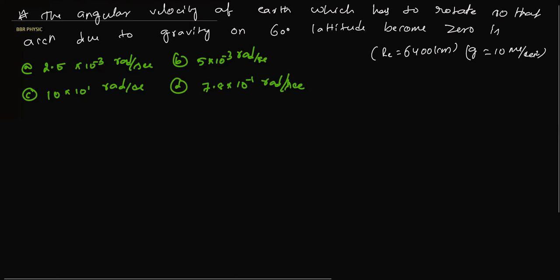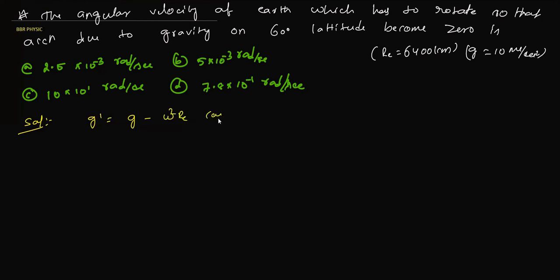Now first we need to check the latitude equation we have. The latitude equation is g dash equals g minus omega square RE cos square 60. Cos square 60 should be equal to 0, meaning this value will become 0. Cos 60 is nothing but 1 by 2, so cos square 60 is 1 by 4. If I shift this negative sign, it will become positive. Therefore g equals omega square RE times 1 by 4.